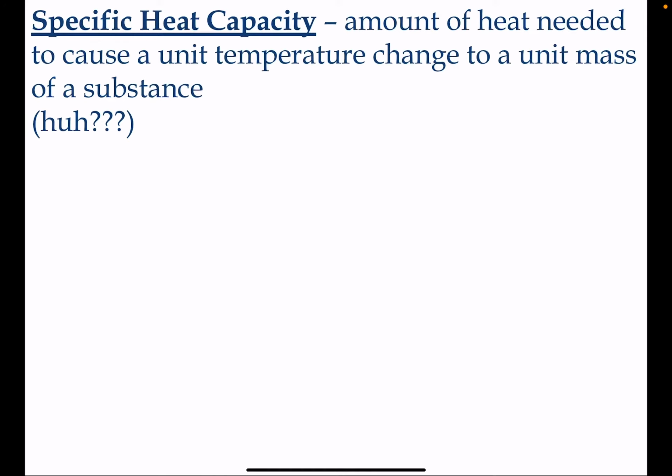In this lesson, it's thermal energy and heat. I'm not going to go through it as one big lesson because it's a bit of a longer one. So I'm going to break this up into a few pieces and explain a piece at a time. For specific heat capacity, here's the definition: the amount of heat needed to cause a unit temperature change to a unit mass of substance.